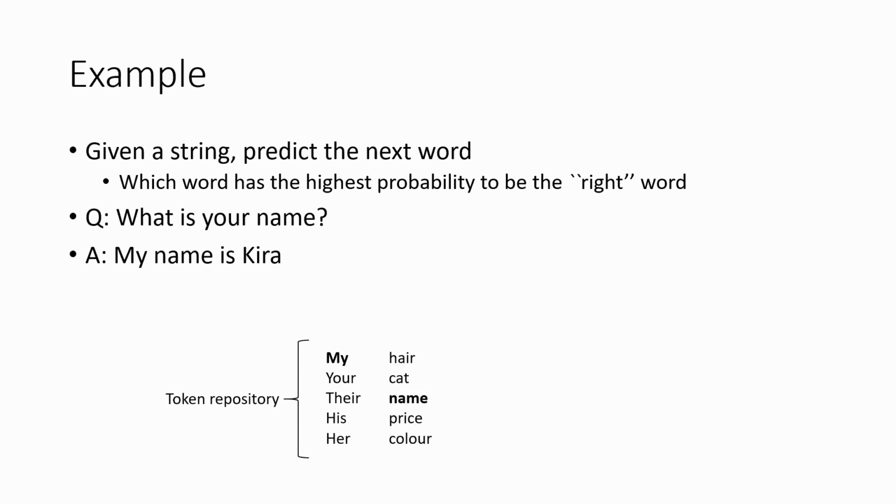Because the context that you're asking me is what is your name, right? So it's my name. And then you do this repeatedly over and over again, and you guess at which word has the most probability that the human is going to be satisfied with your response. So my name is Kira. And this is literally how chat works, right?